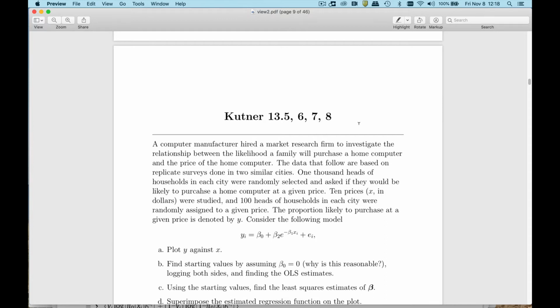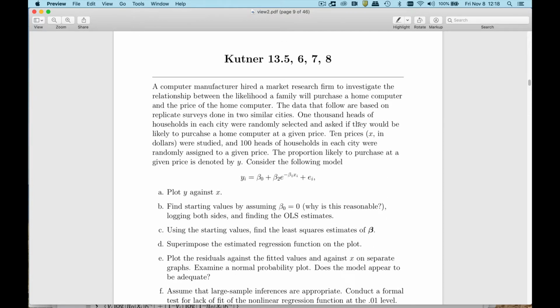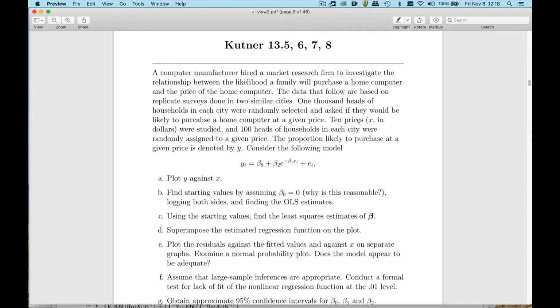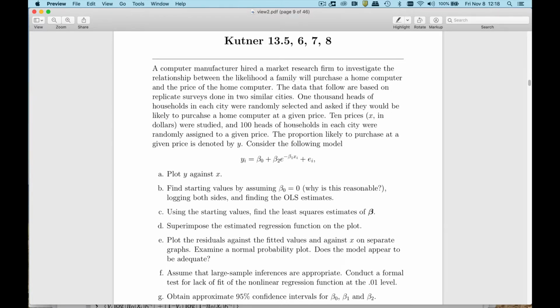For now, I want to show you how we could do this in R, and I'm going to do this with a particular example. In this example, we have a computer manufacturer who is testing different price points for a computer. We have 10 different price points studied, and at each of these price points, we interviewed 100 heads of households and asked them whether they would buy the computer at the given price.